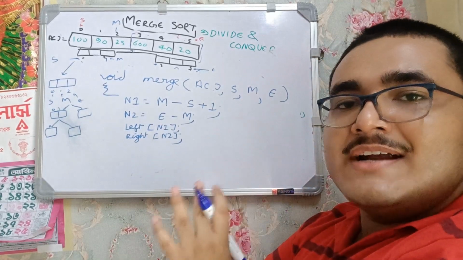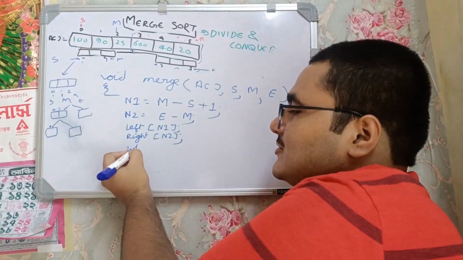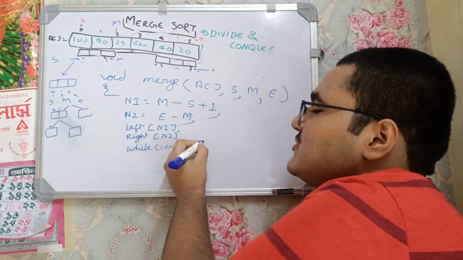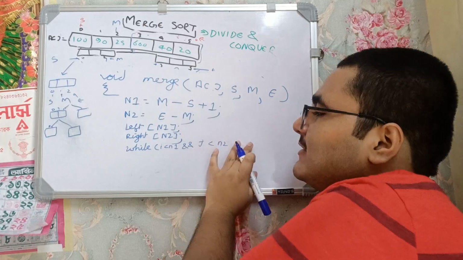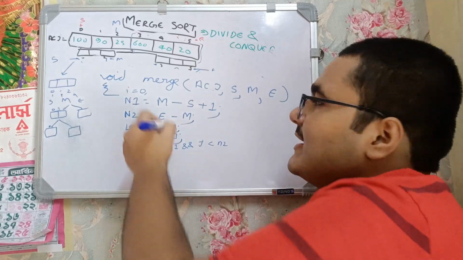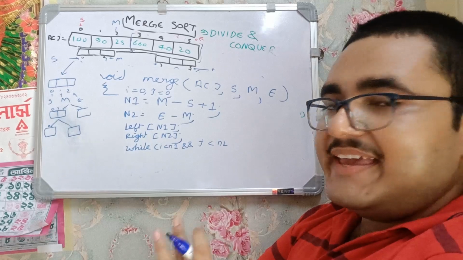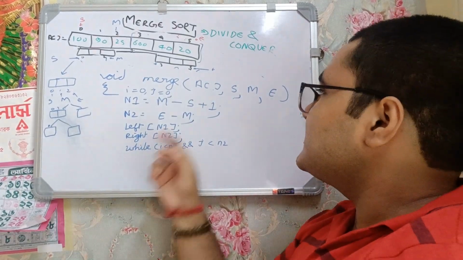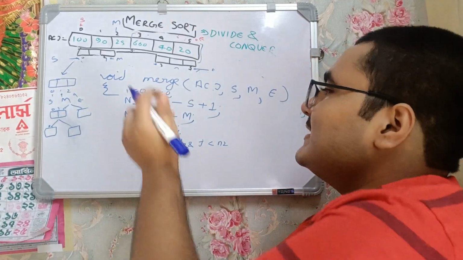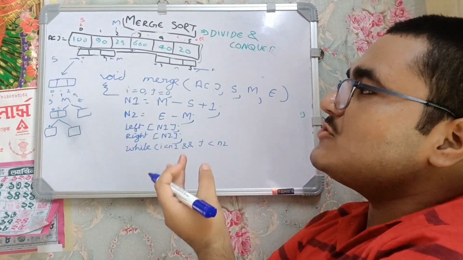Now we need to merge the array, right? We need to iterate while i is less than n1 and also j is less than n2. First let us initialize the pointers here. i should be 0, j should also be 0, and k should depend upon the starting value of the original array. Start will not always point to 0, it depends on where it is.